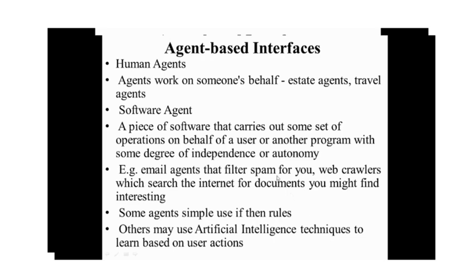Agent-based interfaces. A human agent works on someone's behalf, such as an estate agent or travel agent. A software agent is a piece of software that carries out some set of operations on behalf of the user. Example: an email agent that filters spam for you. Some agents simply use if-then rules. Others may use artificial intelligence techniques to learn based on user actions.